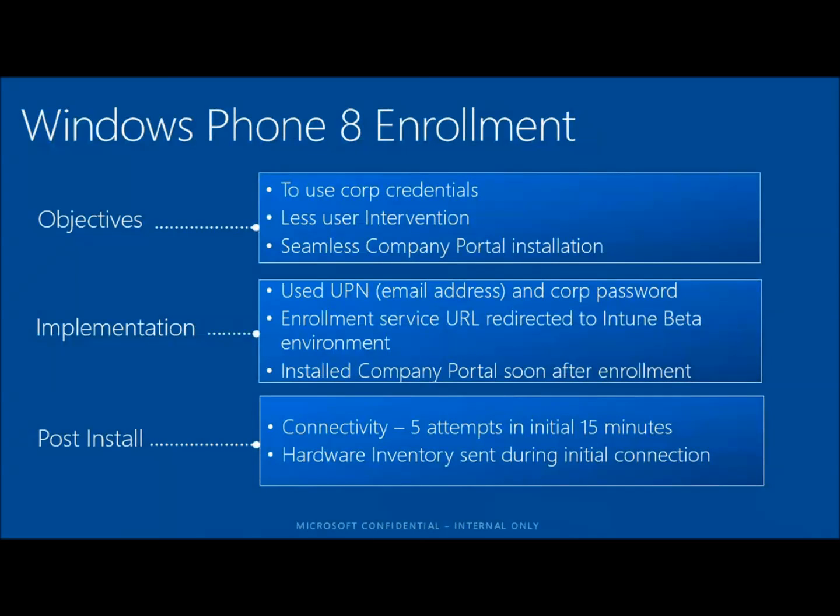It depends. Sometimes, very rarely, we got a different UPN, like your first name dot last name. Those were also challenges we faced, but most of the time, it's the alias at Microsoft.com. And as Arun mentioned, we changed the enrollment URL, DNS redirection, to the beta environment, so users don't have to remember any kind of URL at the time of enrollment.